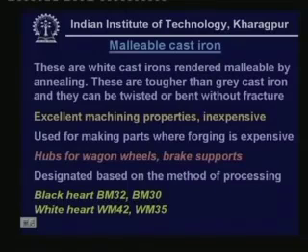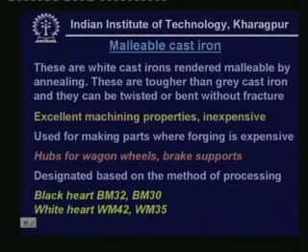It is used for making parts where forging is expensive. So for example, hubs for wagon wheels, brake supports, etc. These are made of this malleable cast iron. I think you know the word malleable, I just didn't mention. Malleable means a characteristic by which you can flatten the material to a great extent without any cracks being formed.